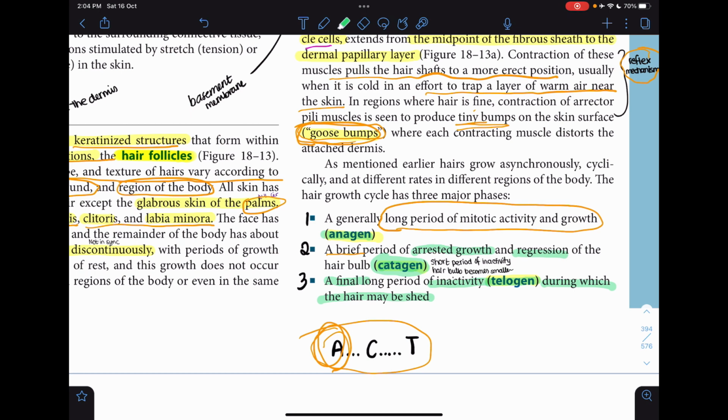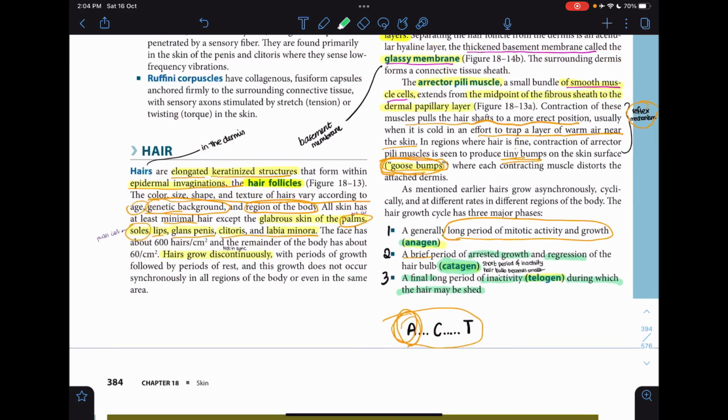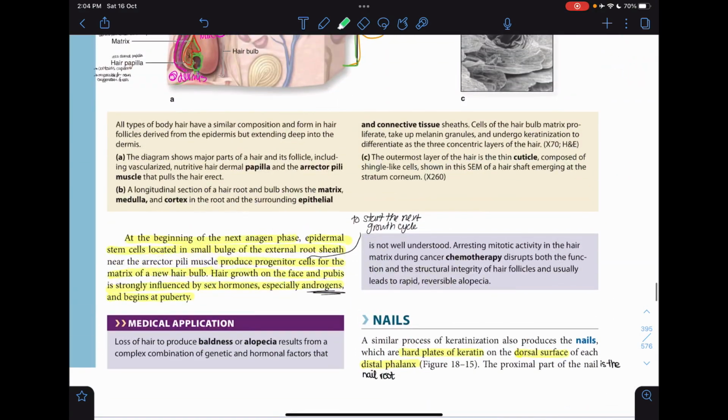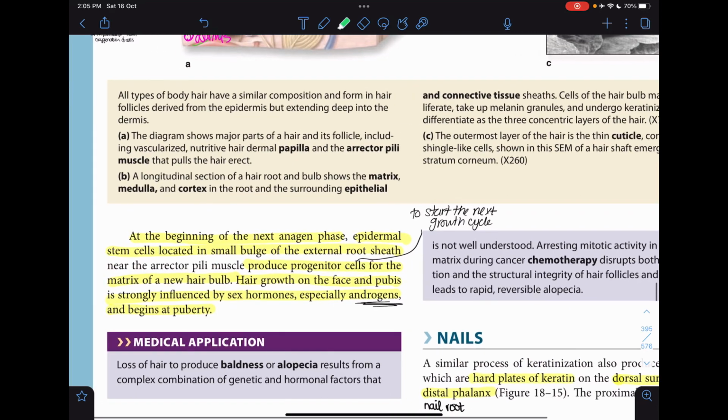Anagen, a long period of mitotic activity and growth, is followed by catagen, a brief period of arrested growth. Arrested growth means inactivity and regression of the hair bulb. The hair bulb becomes smaller, followed by telogen, the final long period of inactivity during which the hair may shed. Now it starts again when the erector pili muscle produces the progenitor cells. It starts the next growth cycle for the matrix of a new hair bulb. A new hair bulb is formed.